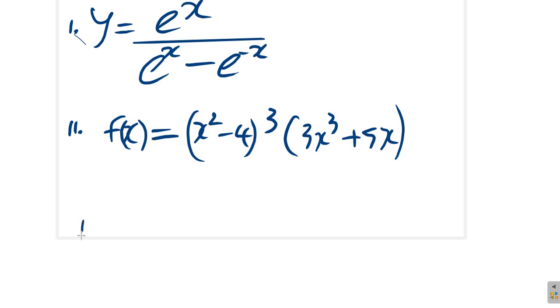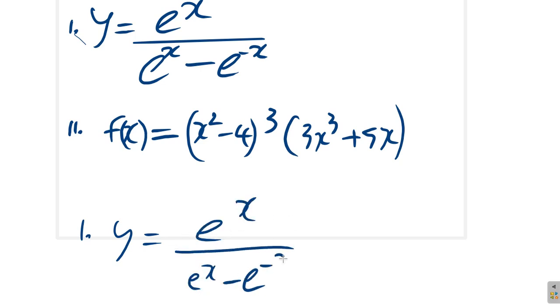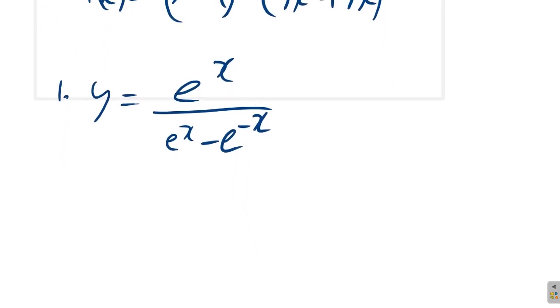Number 1, it says y is equal to e to the x over e to the x minus e to the negative x. So you have a function of x divided by another function of x. What you could do is use the quotient rule. You have division of two functions.